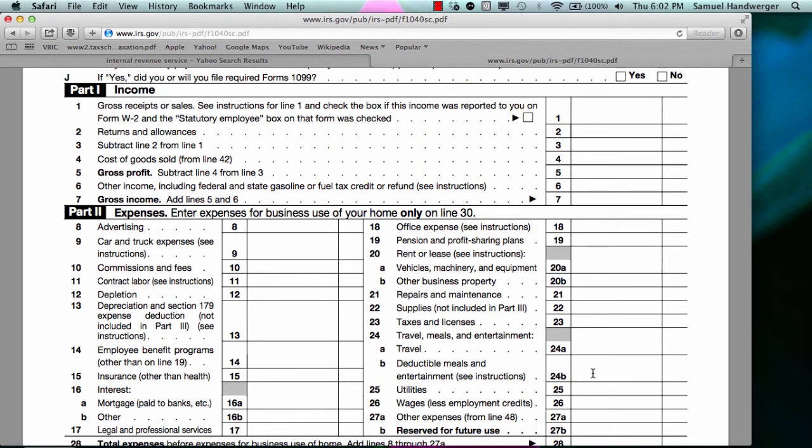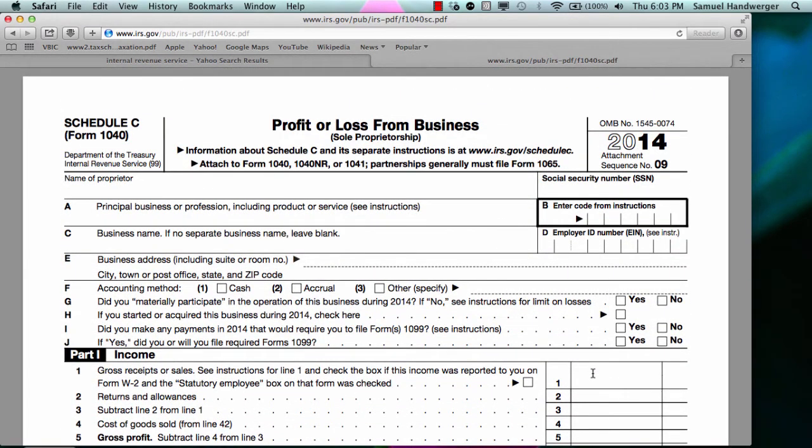At least the majority of those expenses will be subjected to the 50% limitation, and so that'll be a difference between the book's income and the tax income on this Schedule C.